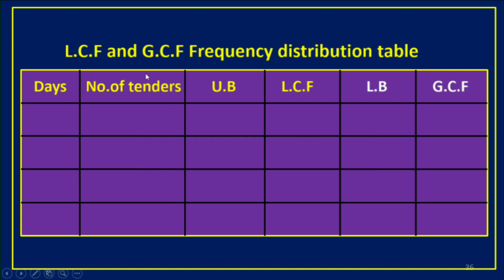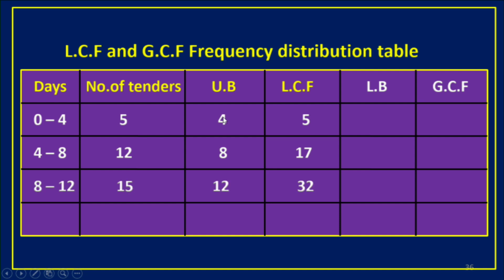So, days, number of tenders, upper boundary, LCF, lower boundary, GCF. For LCF we have to take the upper boundary, for GCF we have to take the lower boundary. Okay children, the first class is 0 to 4, number of tenders 5, upper boundary 4; 4 to 8, upper boundary 8; 8 to 12, upper boundary 12; 12 to 16, upper boundary 16. As these are exclusive classes, limits and boundaries are the same. So, upper boundaries are 4, 8, 12, 16.